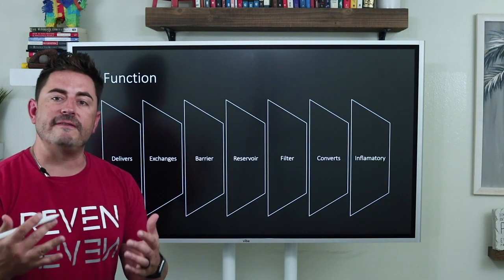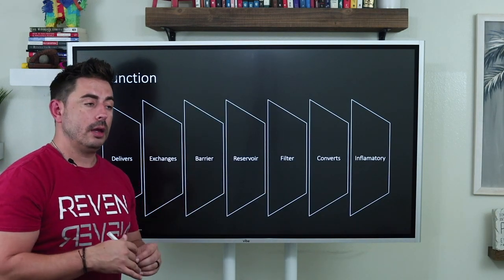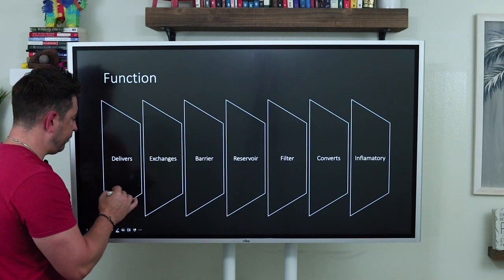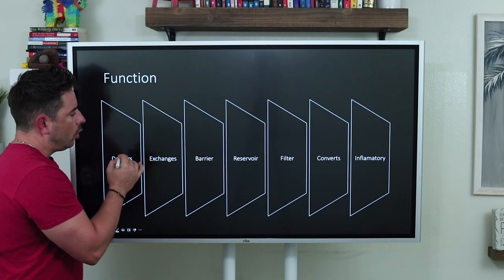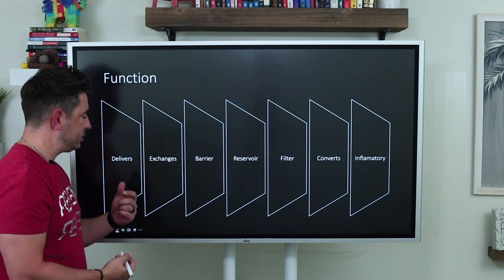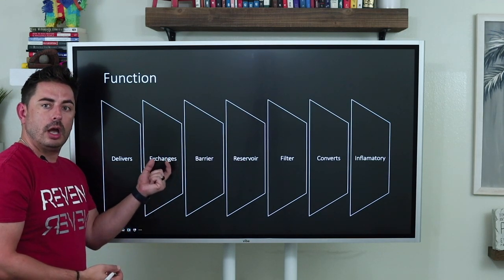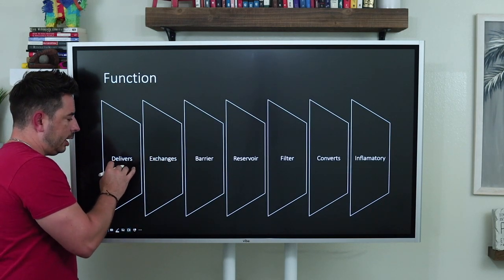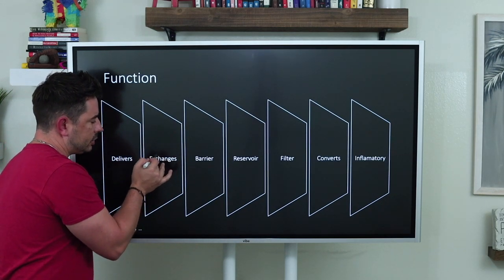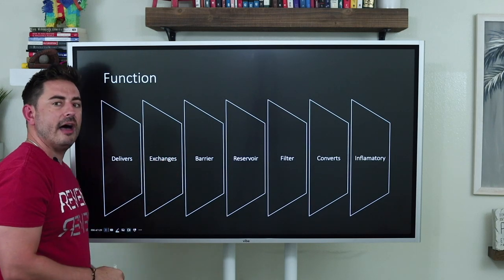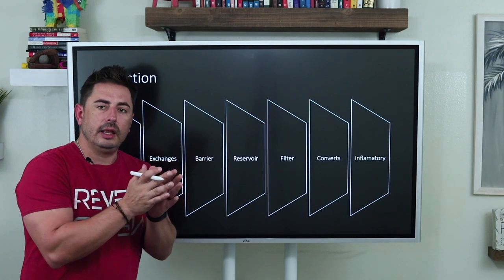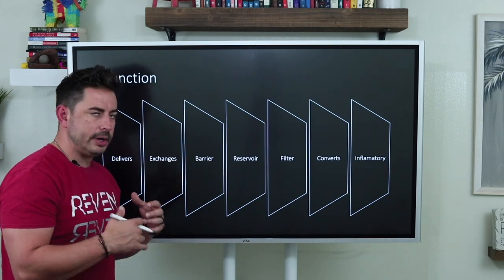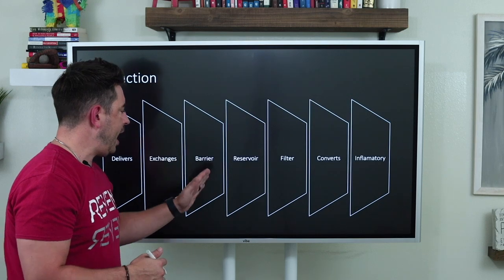So we have to understand and appreciate that blood flow. Now there are 6 different functions when it comes to pulmonary blood flow. The first is delivering deoxygenated blood to the pulmonary capillaries so that we can exchange carbon dioxide for oxygen. So it delivers deoxygenated blood to the pulmonary capillaries so that we can have gas exchange.